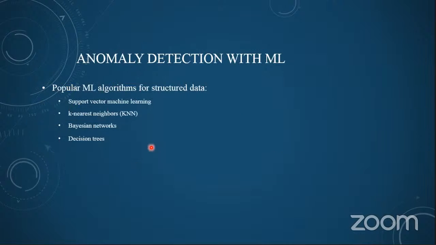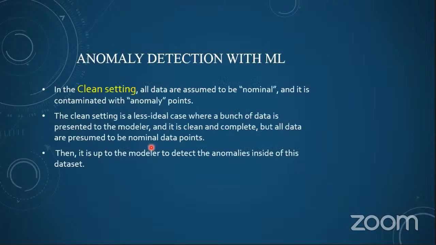Now, based on this supervised settings, there are particular machine learning algorithms for this structured data. One is SVM, the support vector machines, then k-nearest neighbors, Bayesian networks, and decision trees. These are the common machine learning algorithms used for anomaly detection with supervised structured data, or supervised learning.